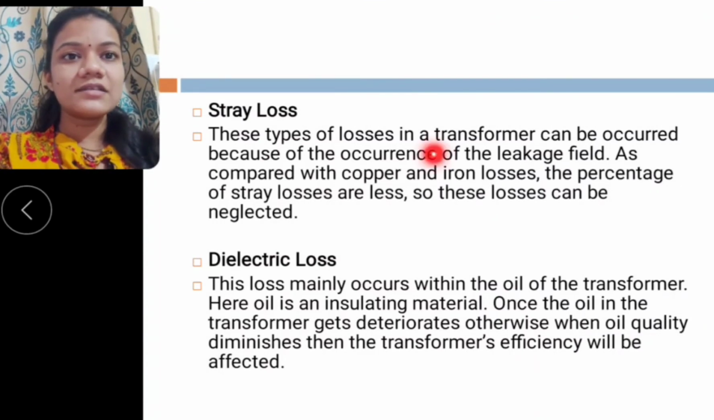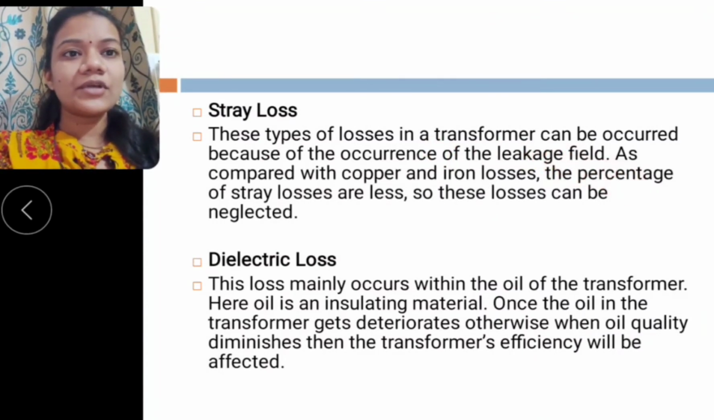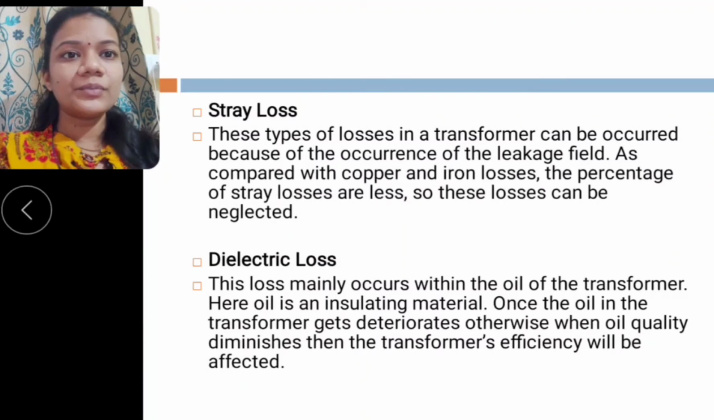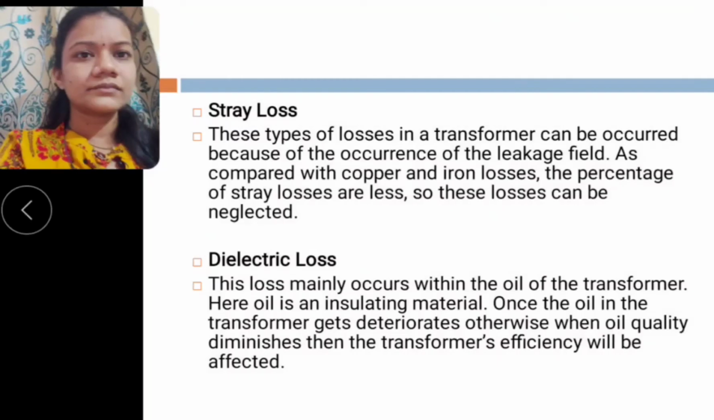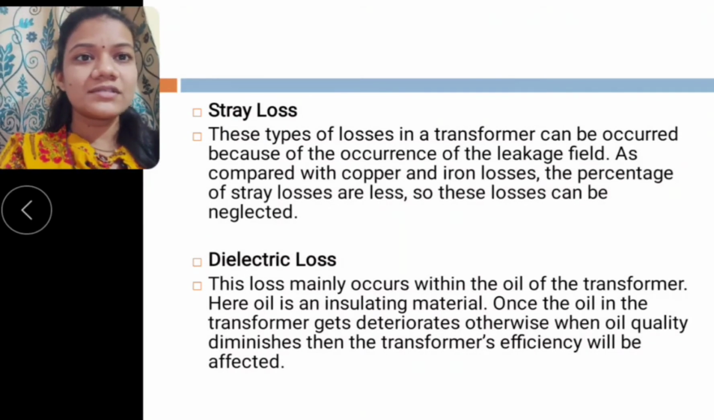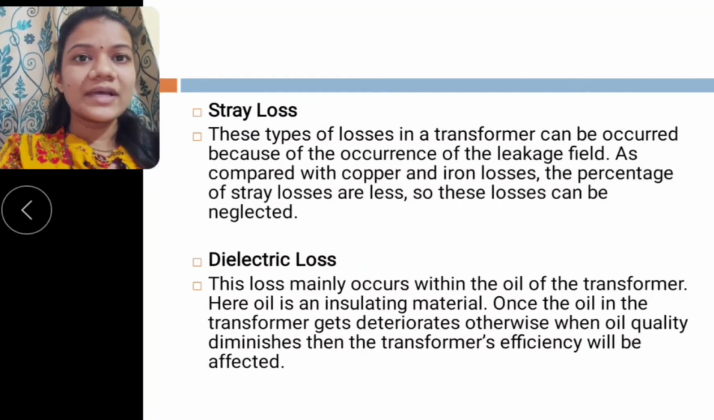Next is stray loss. This type of loss in a transformer occurs because of the leakage field. So as we just saw, stray loss is the loss which occurs because of the leakage field. As compared with the copper and iron losses, the percentage of stray losses is less.